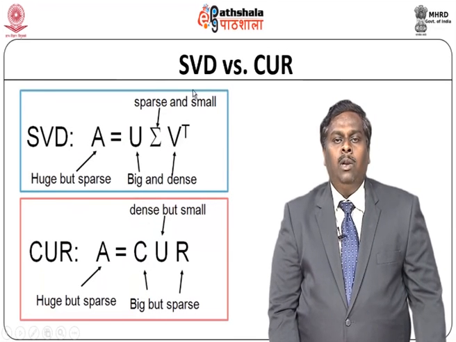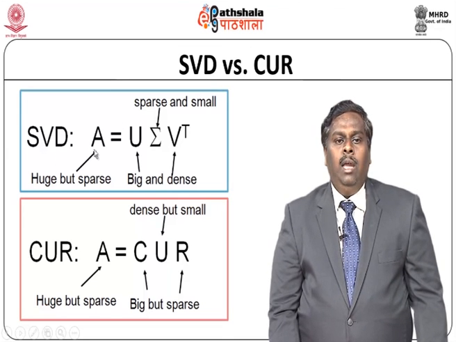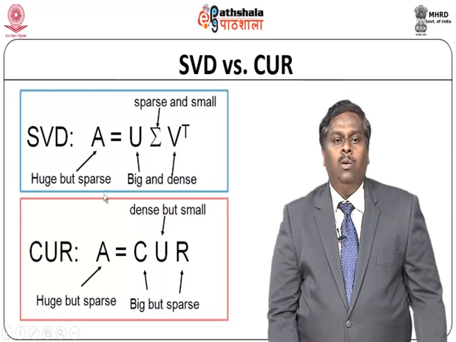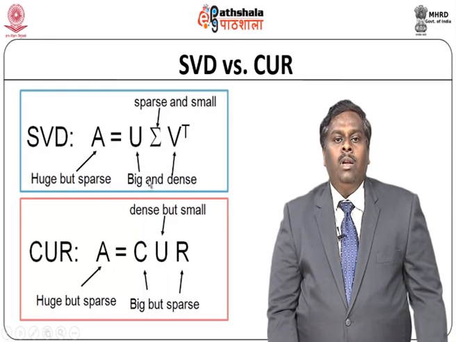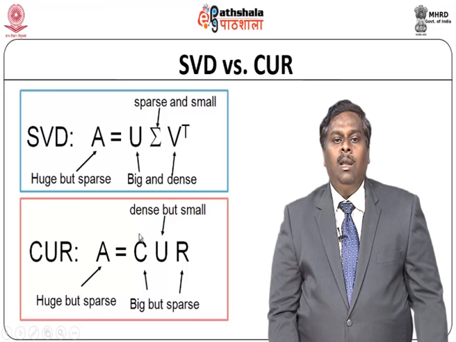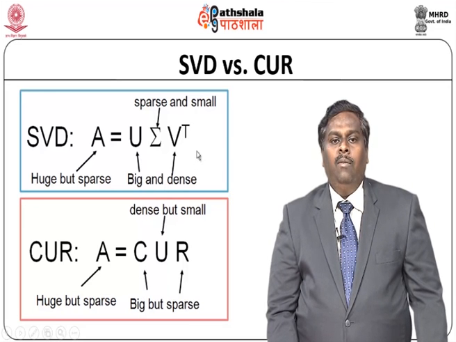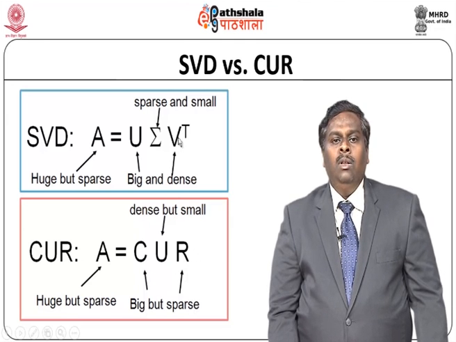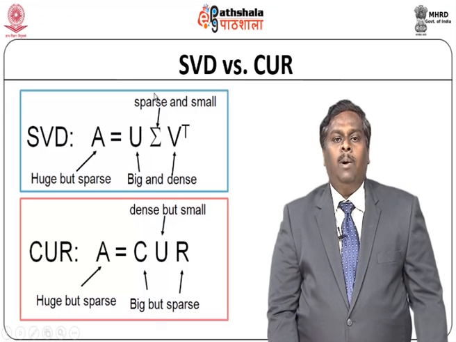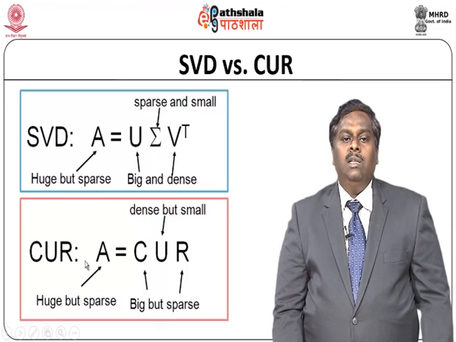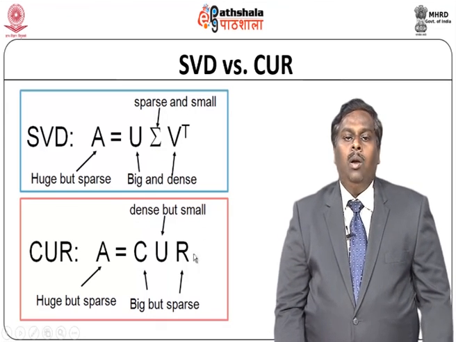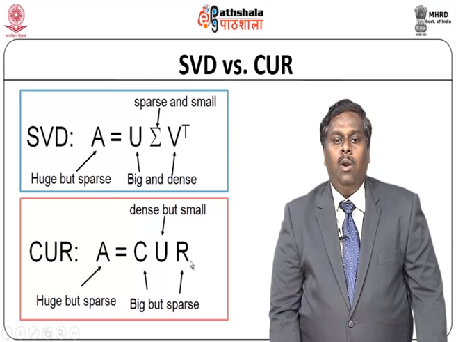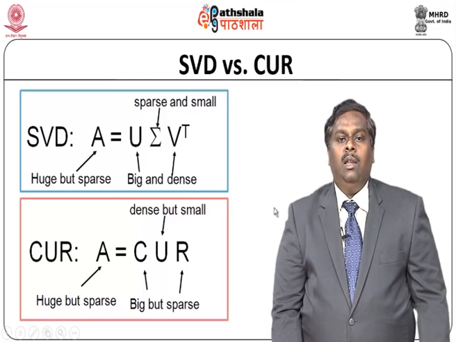So, when you pictorially represent the performance of SVD and CUR, both in SVD and CUR, A is going to be a huge sparse matrix. The U matrix in SVD is big, similarly the C matrix is big, but the V transpose matrix in the SVD technique is dense, while the R matrix in the CUR technique is sparse in nature. The sigma, that is the singular value matrix, is sparse and small, but the U matrix in CUR is going to be dense and small. Because of the sparseness in R, there may be a drawback related to the CUR dimensionality reduction technique.